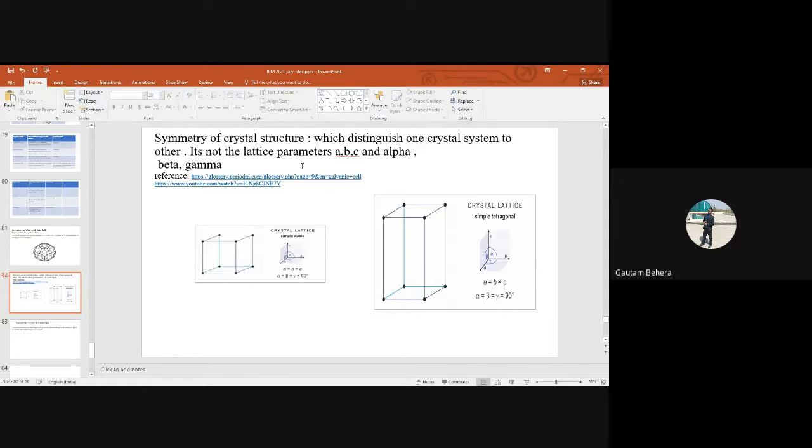Just for explanation, just have a look here. This is a structure, and this is also a structure. This is a structure and this is also a structure. Can you people tell me what is the difference between this structure and this structure? Just have a look and tell me.